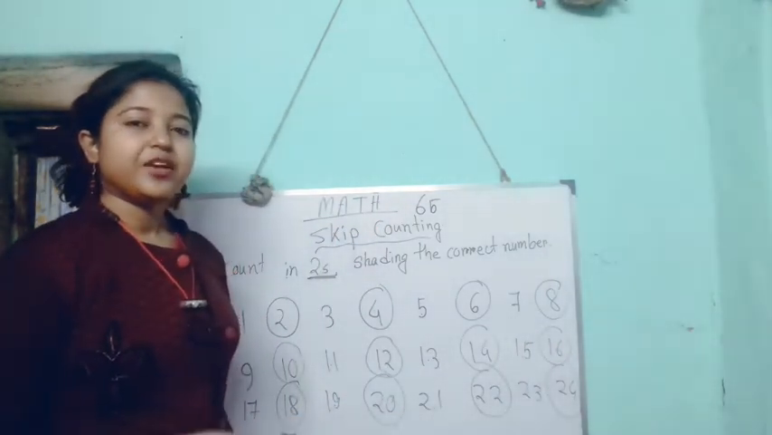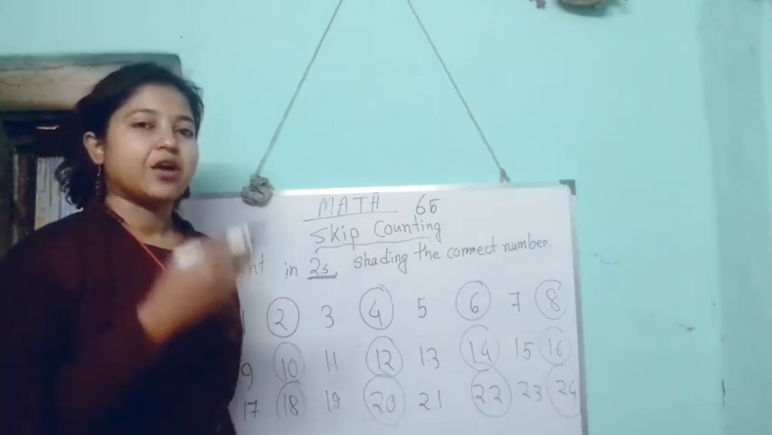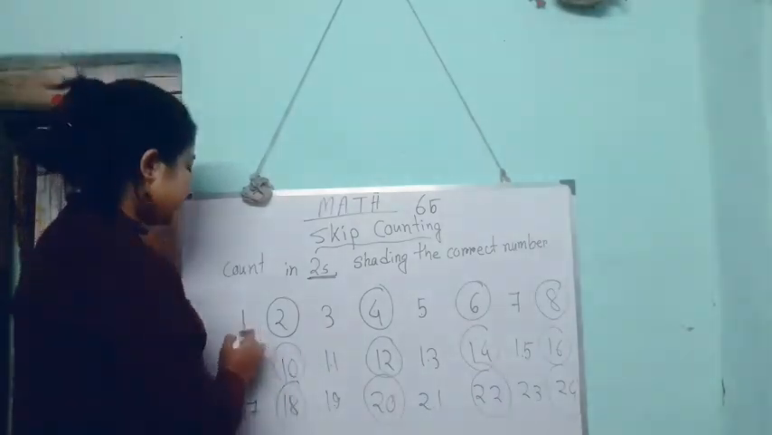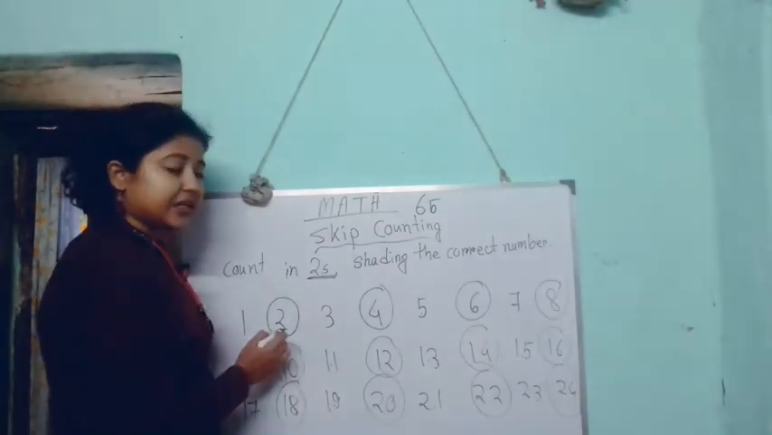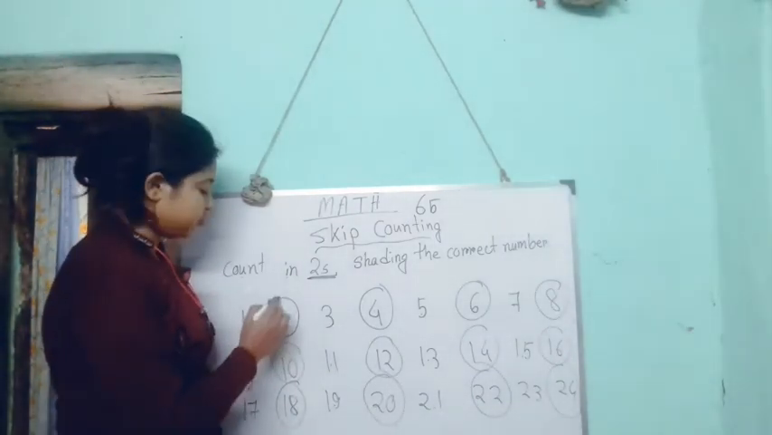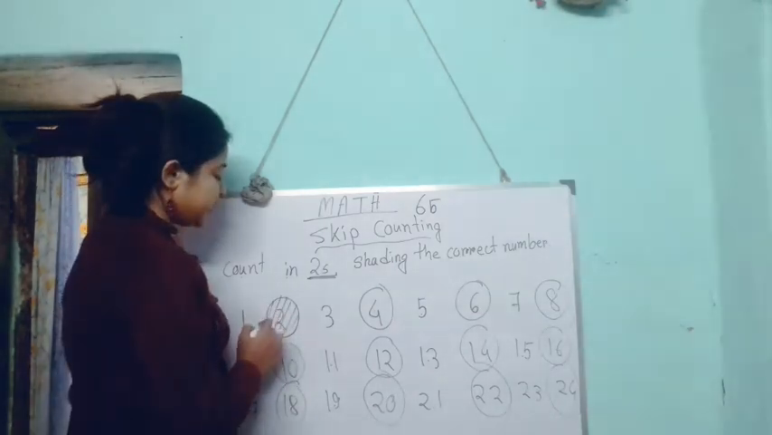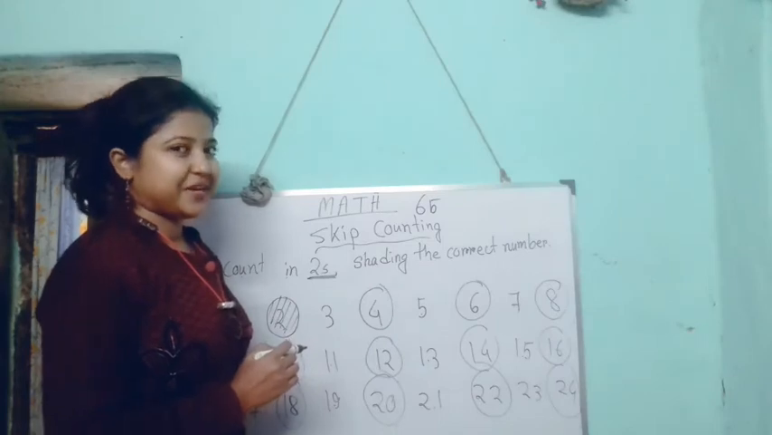So how are we doing? We are leaving one number and counting the second number, right? So first we just leave 1 and we circle the 2. Then we have to shade the number. In your book you have to shade the number. Color the number, okay? With your favorite color.